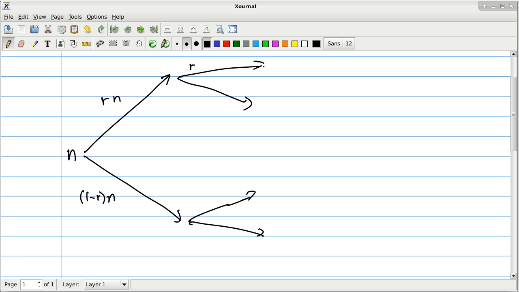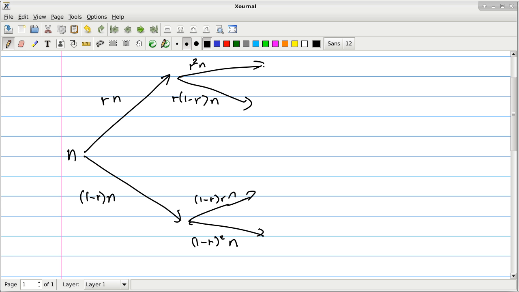So we have, this is now becoming r squared n, and this is r(1 minus r)n. And then the bottom one here, we have (1 minus r) times rn, and then we have (1 minus r) squared times n. Is that okay? So I'm always using the top branch for the ratio of r, and the bottom branch to be the ratio of 1 minus r. Is that okay?